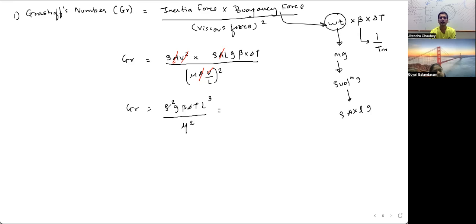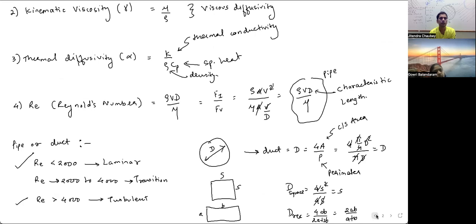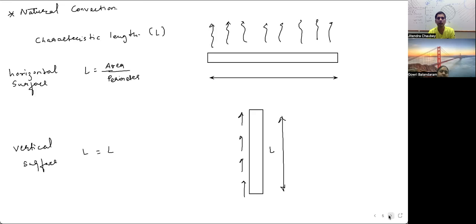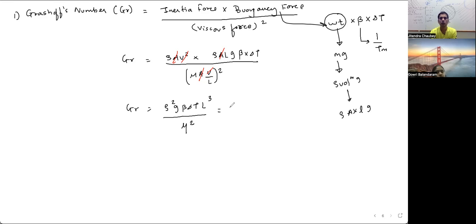This can be written using the formula of nu, which was mu by rho. So g beta delta T L cube upon nu square. And this is the formula of Grashof's number, where g is gravity, beta is the coefficient of expansion.